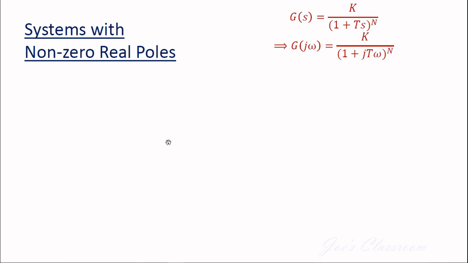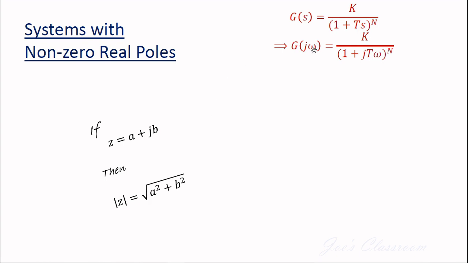Having known this, let us try to understand what the magnitude and phase of the system are with respect to frequency. To find that out, I should find G(j omega). G(j omega) is obtained just by replacing the s term by the j omega term.